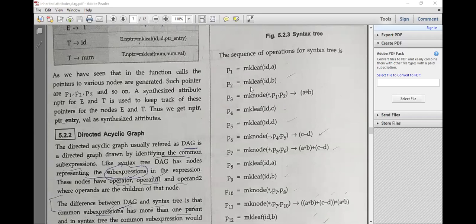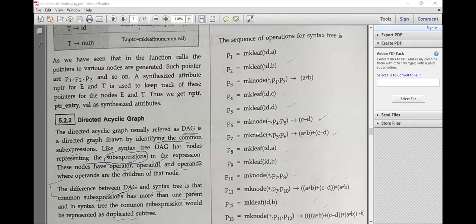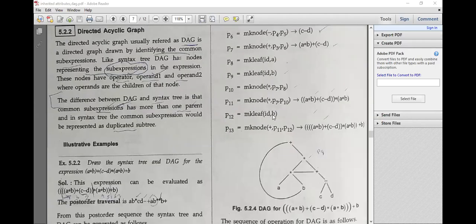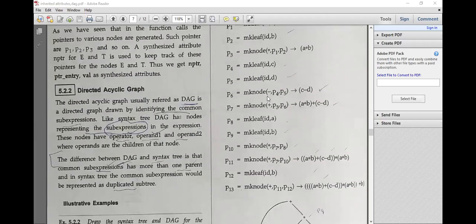Wherever there is a left and right pointer, you can write it as pointer 1, pointer 2. P4 again we make a leaf, in the sense another node is entered. So make leaf ID comma C. Another node will enter, that means make leaf ID comma D. P6 in the sense what happens, that means we need to subtract: C minus D. So subtract, we have a left and right pointer P4, P5. So totally 6 is over.